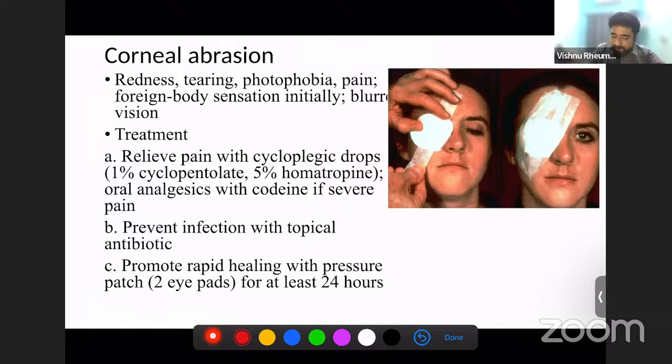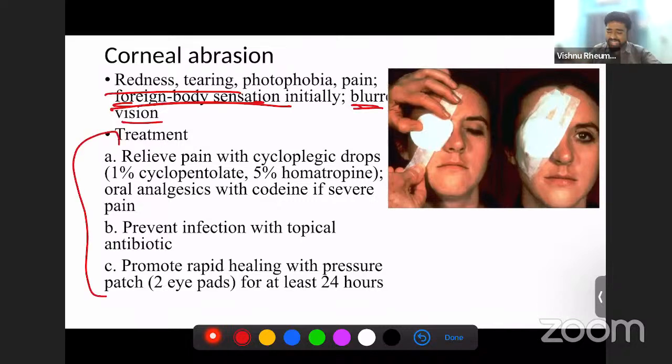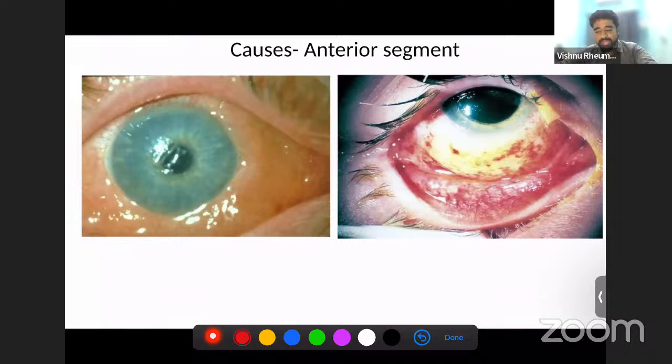So abrasion basically presents with redness, that is what we've been discussing, that is red eye, tearing, photophobia, pain can be there, can not be there, foreign body sensation very commonly there, and rarely blurring of vision can be there. So mainly, again, you have to prevent infection, and you should give your cycloplegics to prevent any ciliary muscle spasm, and also you have to give your analgesics for pain relief.